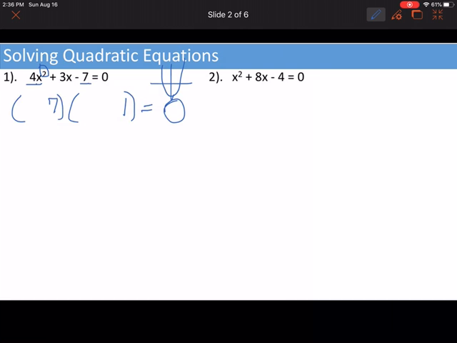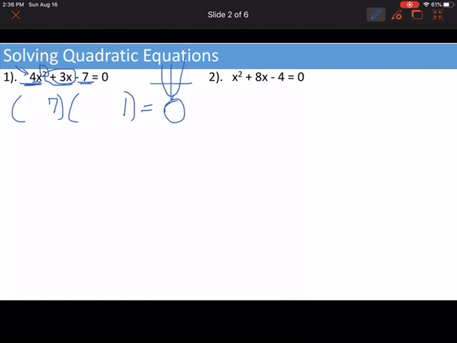Now, when you're looking at 4x squared, it could be 4 times 1 or 2 times 2. One trick or strategy is this: if you add or subtract the number in front and the number in back, and you get the middle number, then those are the numbers that you use as the factors. So I know that 7 minus 4 is 3. So I'm going to do 4 and 1.